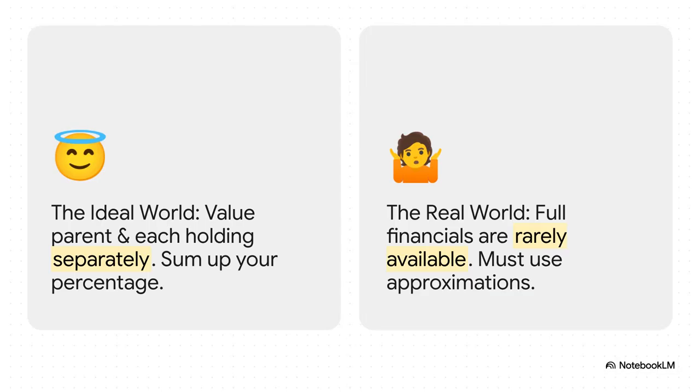So, in a perfect world, here's how we do it. We'd value the parent company on its own. Simple enough. Then, we'd do a full, separate, intrinsic valuation for every single one of its holdings, and just add up the value of the percentage we own. Easy, right? Yeah, right. The problem is, in the real world, we almost never get the detailed financials for these subsidiaries that we'd need to do a proper valuation, so we're forced to use shortcuts.